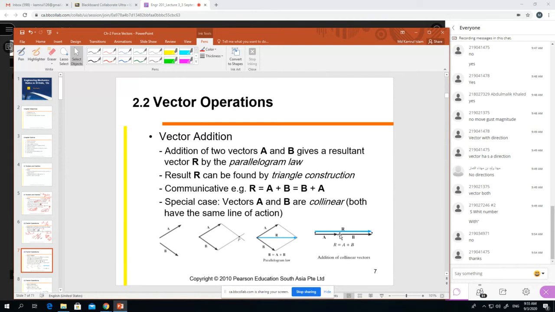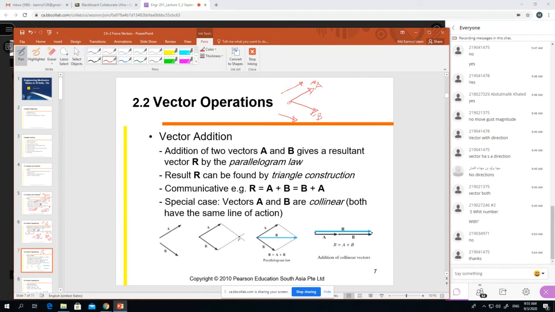Now I will tell you the parallelogram law. What is the parallelogram law? Suppose a vector is working in that direction, its name is A. Okay, vector A. Another vector is working in this direction, B. Now, what will be the effect, or result, of these two forces, vectors A and B? What will be the result? One is pulling that side, another is pulling this side.